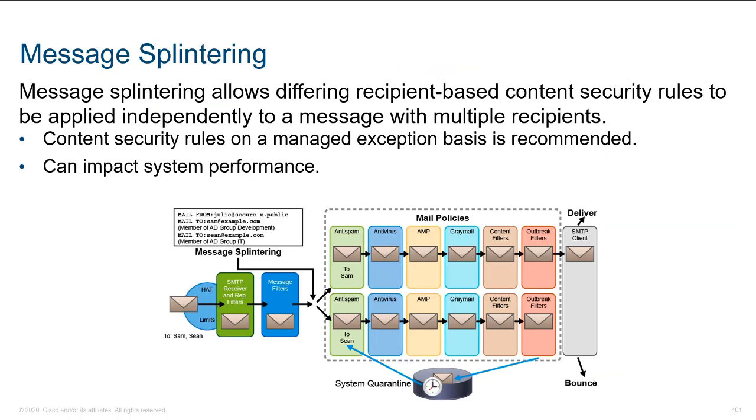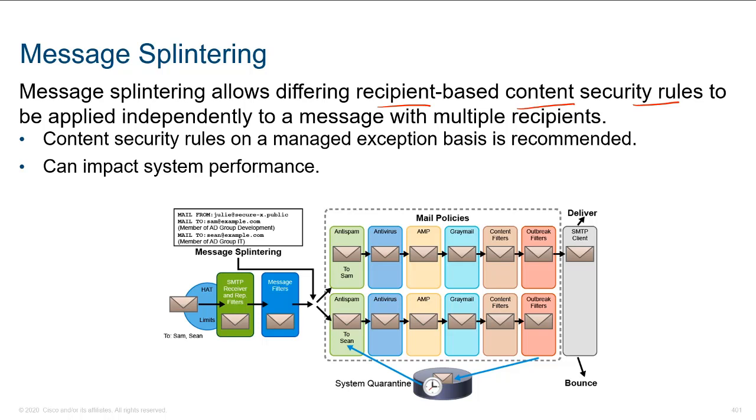This is pretty nifty, message splintering. So message splintering allows differing recipient-based content security rules. Just chew on that for a second. We were just looking at these, recipient-based, sam@example.com. So we can allow different recipient-based content security rules to be applied independently to a message with multiple recipients. So we go, and again, you can imagine, you go, well, wait, we can match on from and to.